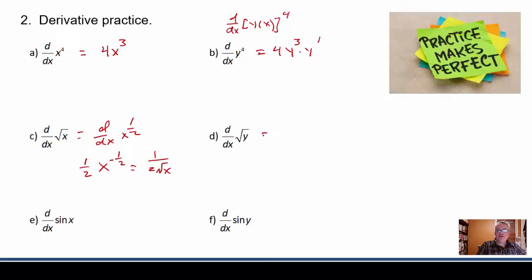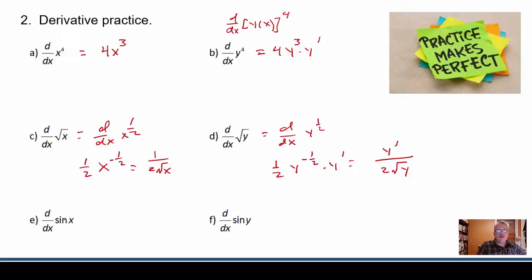This one is similar, but we have to remember that y is a function of x. So this would be 1/2 y to the minus 1/2 times the derivative of the function, which is y prime. Or we could write this as y prime in the numerator over 2 square root of y in the denominator. Notice the similarity here, but this one has a y prime and this one doesn't.